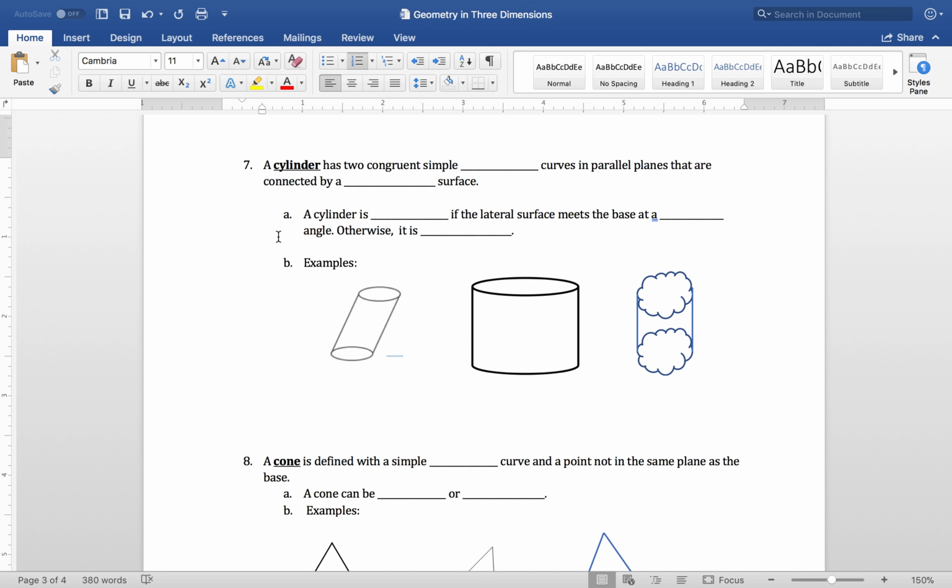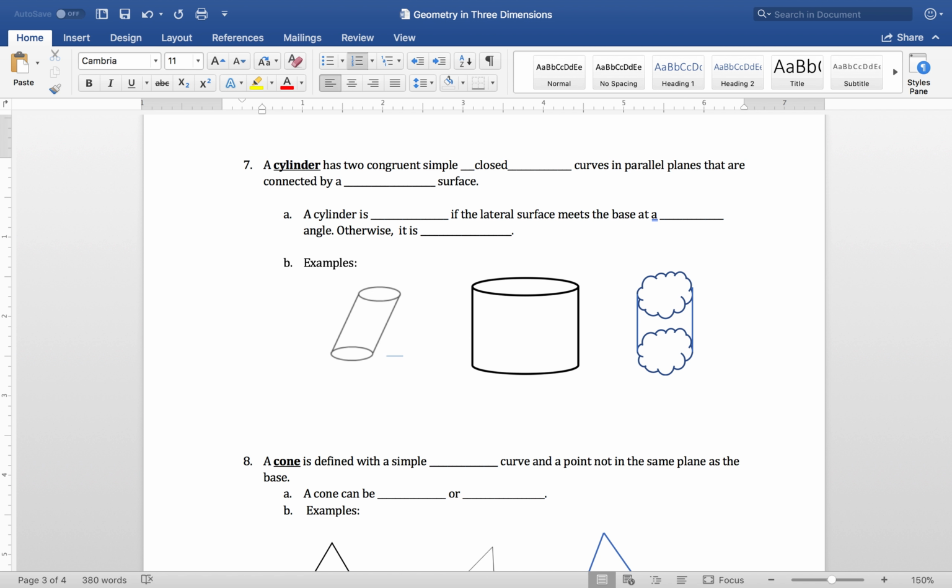Let's continue our talk about 3D shapes, but leave polyhedrons behind. Now we're going to talk about a cylinder. A cylinder is not a polyhedron because it doesn't have polygons as all of its sides or surfaces. So a cylinder has two congruent, simple, closed curves in parallel planes. It's similar to a prism.